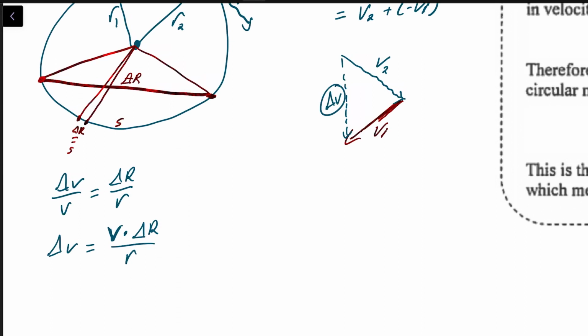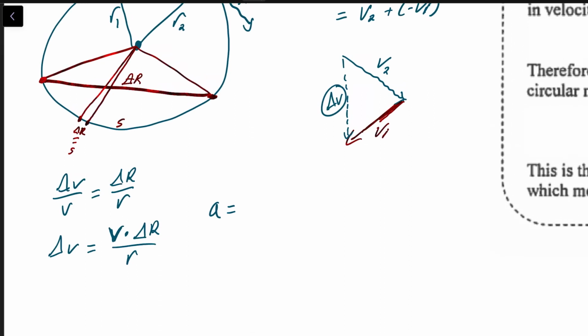And if we combine that with our original formula for acceleration, which is a is equal to change in velocity over time, we can substitute these variables in the place of delta v. And so a is equal to, I'm going to substitute in red, v times delta r divided by r. Of course, this is still divided by time.